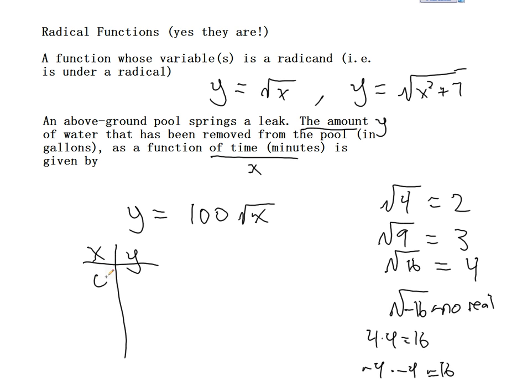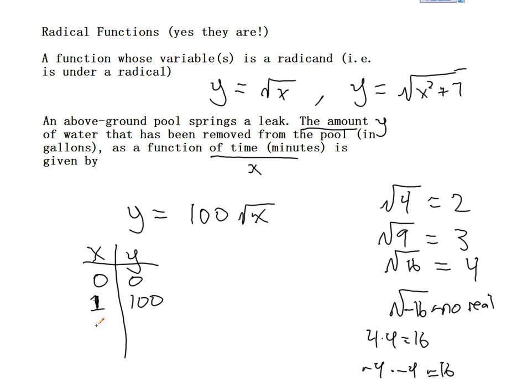So let's just look at some values of x. I'll start at x equals 0. So I have 100 times the square root of 0. Well, 0 times 0 is 0, so that's the square root of 0. 100 times 0 is 0. When x is 1, that means 100 times the square root of 1, the square root of 1 is 1. 100 times 1 is 100. So that means by 1 minute later, 100 gallons of water have leaked out of this pool. Obviously it's a pretty big leak, right?